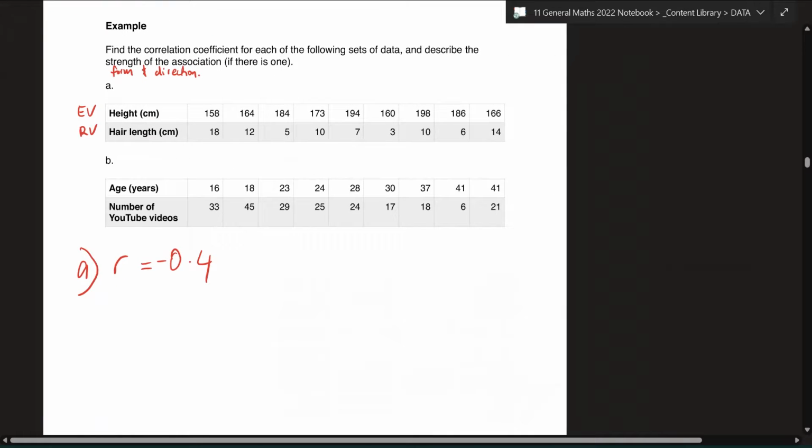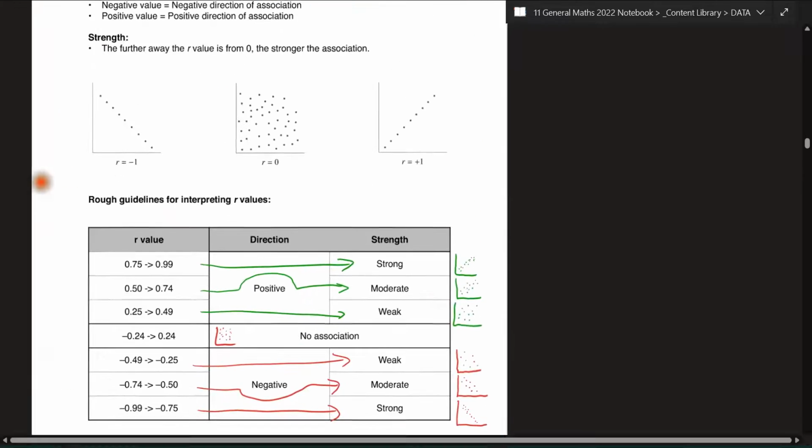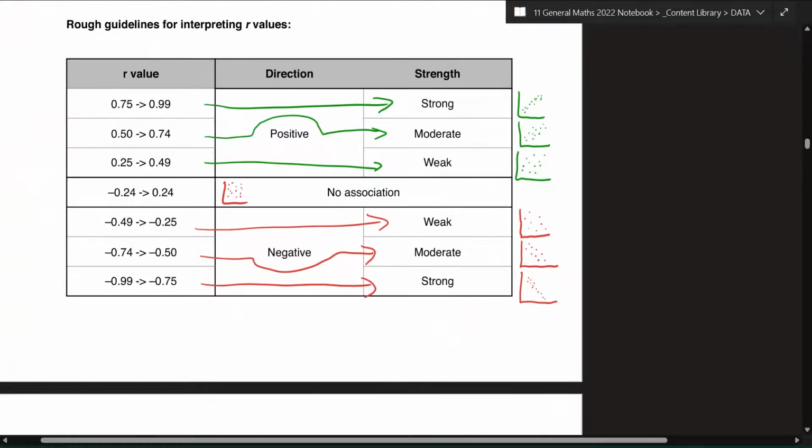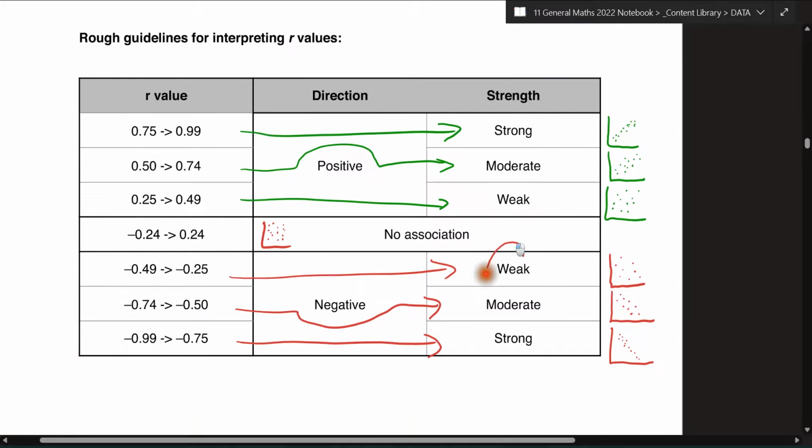So how do we interpret the connection for this? If it has an R value of negative 0.4, have a look at this graph here. Negative 0.4, where would that lie? Well, that lies between negative 0.25 and negative 0.49. So what you can say about this is it's going to have a weak negative linear association.